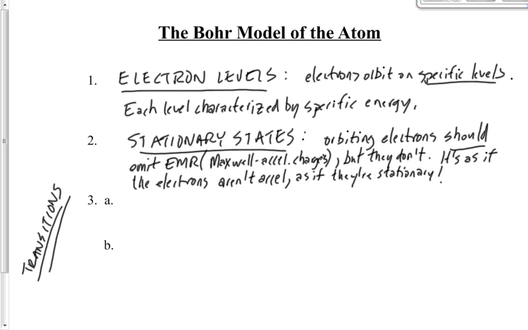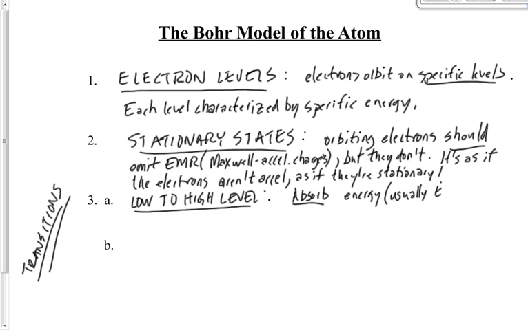Electrons can make transitions from low levels to high levels, from the main entrance of the Saddledome up to the third deck of the Saddledome. But when they do that, they need to absorb energy. So we're going to say electrons make transitions from low to high level. When they do that, they absorb energy. Usually the energy that they absorb in that case is EMR, but it doesn't have to be. They can absorb energy from other sources as well, but usually it would be absorbing a photon.